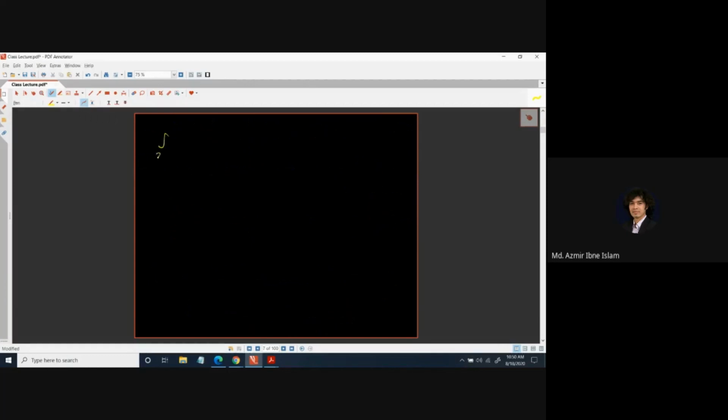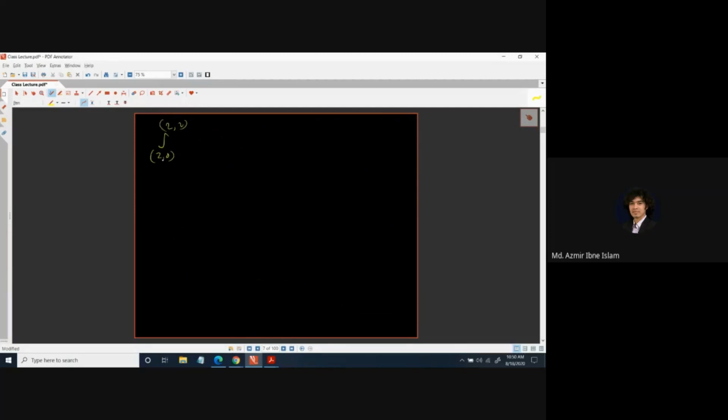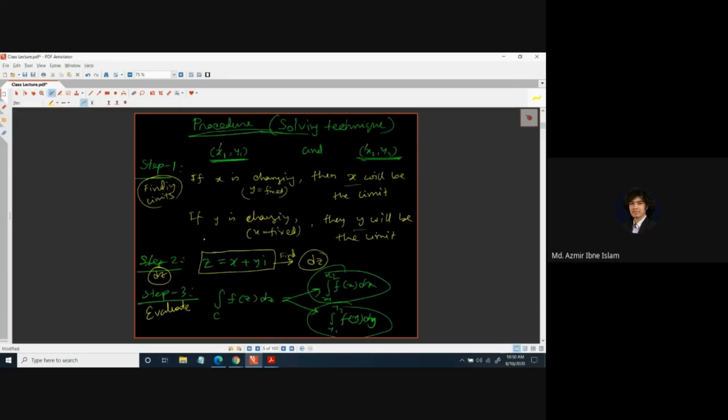So up to now we are sure that the integral from 2 plus 0i to 2 plus 2i of z squared plus 3z dz can be written in the next equation as the integration from 0 to 2. That means we are integrating with respect to y, so y will be the limit. Still we have z squared plus 3z dz. Now our target is to focus on this and this. So have a look at step 2.